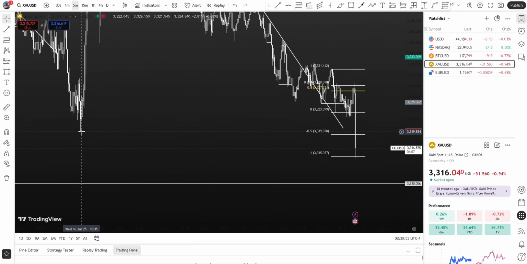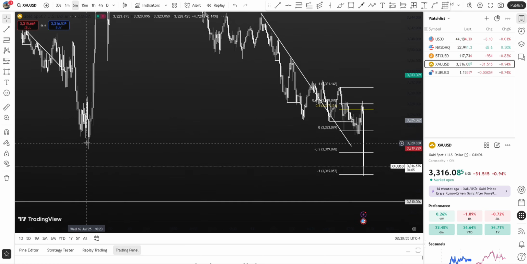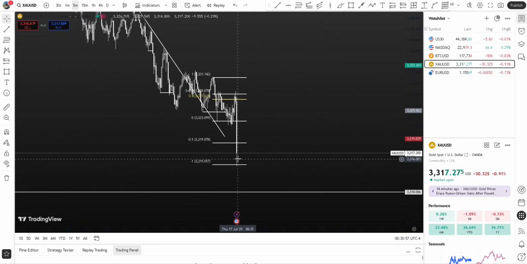It's tapping this zone over here. I can see that it's tapping this previous liquidity. It's going to go up. It's going to retrace. It's definitely going back up after this.